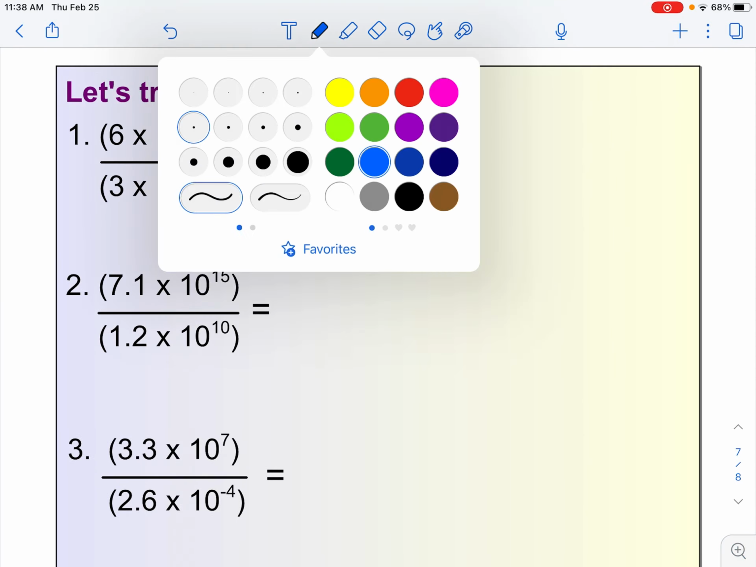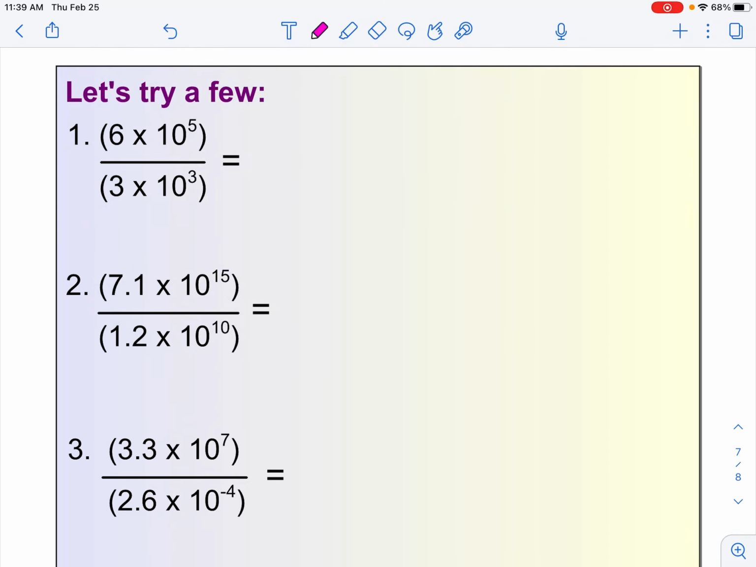Okay, again, in this first example, we are going to divide these two numbers, and that is going to give us 2. We're going to subtract the exponents, 5 minus 3, that gives us 10 to the 2nd. Okay, your turn, you try the next one. Take your calculator out, find the answer, and then restart the video to make sure you got it correct.